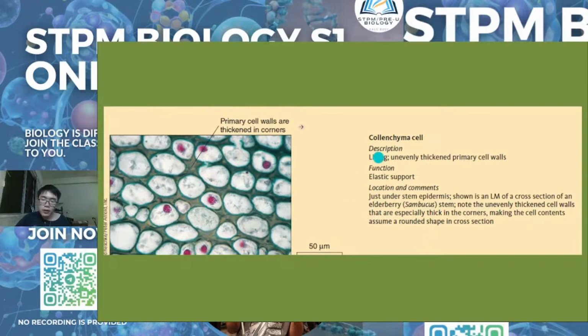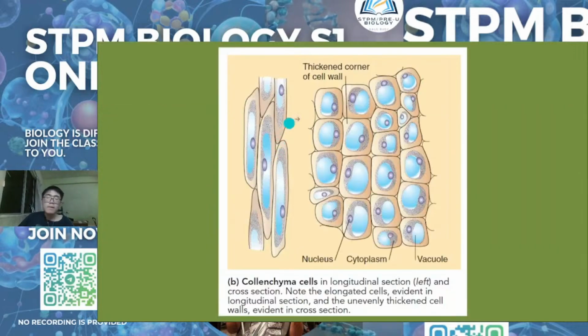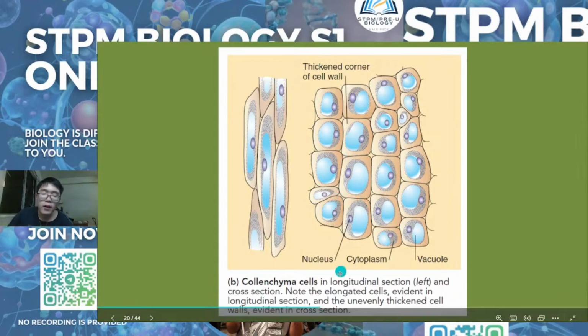So this is the structure, another structure you see under the microscope. This one also. You see that the collenchyma cell is elongated and more tightly compact to each other. There is also space, but the space is very small compared to the parenchyma cell.